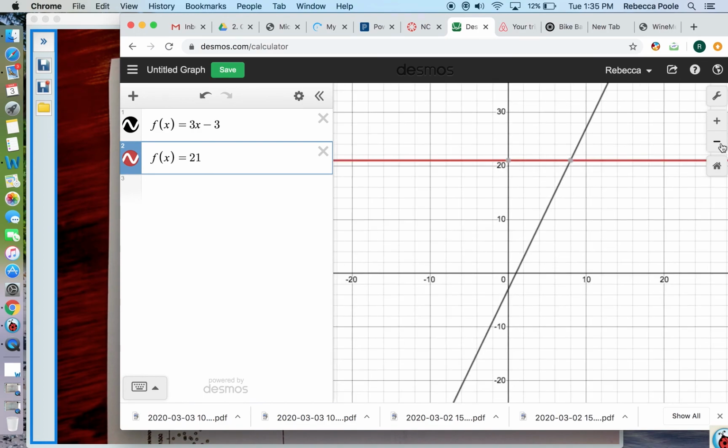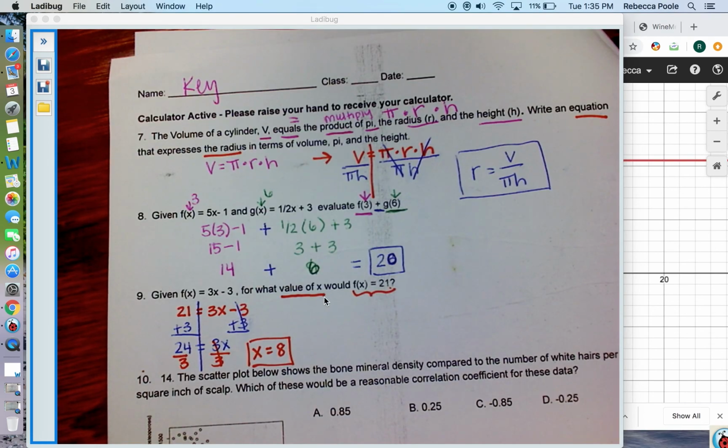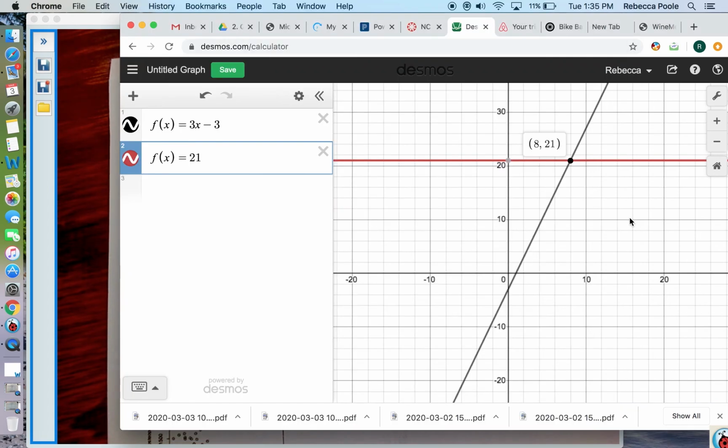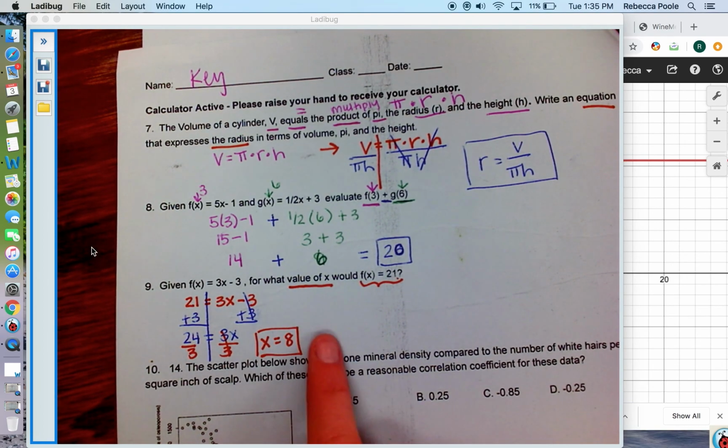Wrong one. Alright, and if you look, this is f of x equals 21, the red one. And then this is f of x equals 3x minus 3, the black one. And they overlap at the point (8, 21). So this point right here, (8, 21). So if you go look at the question, it says what value of x. So if we look at our graph, the x value of this overlap point is 8. So again, no matter which way you do this one, you should get an x value of 8. Okay?